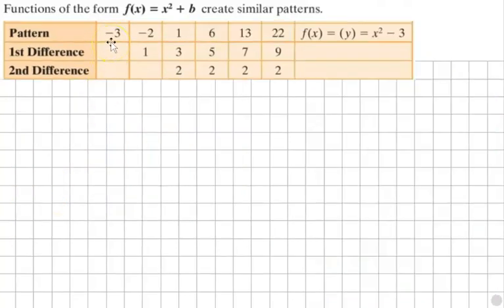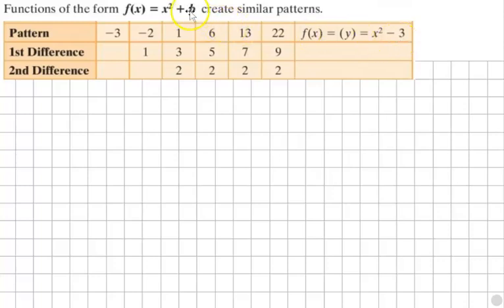Taking another pattern, so minus 3, minus 2, 1, 6, 13, 22. So the difference between the first terms is 1, 3, 5, 7, and 9. And the difference between the first difference is 2, 2, 2, and 2. So again, it's constant. So we know that it's quadratic. So this is the function f of x equals x squared minus 3.